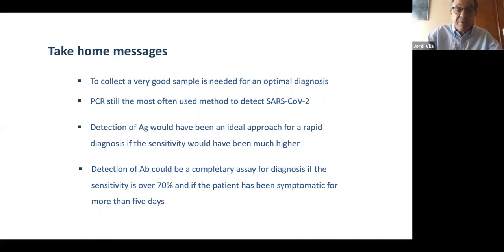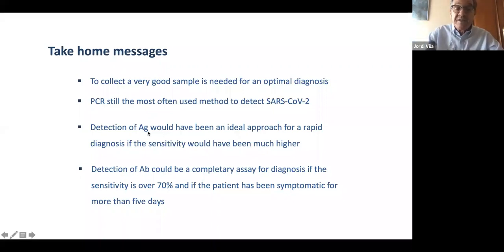The first one, I already mentioned and repeated several times: it's important to collect a very good sample to generate an optimal diagnosis. It's important for a good PCR result to get a very good sample. The PCR is still the most often used method to detect SARS-CoV-2 during the first days of the infection. Although if a patient has more than 8-10 days from the onset of the symptoms, we can also use the detection of antibodies as a complementary approach.